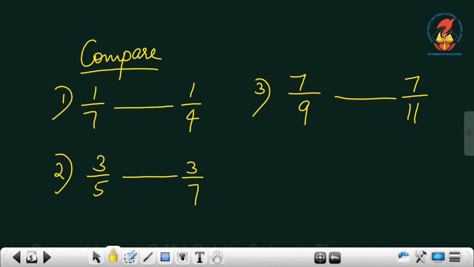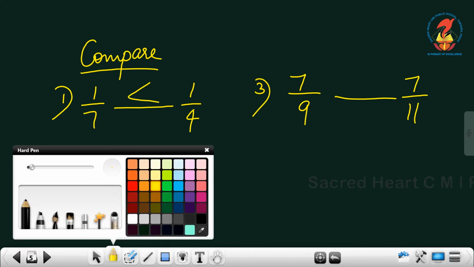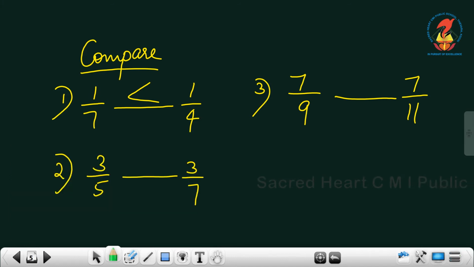Compare 1 by 7 and 1 by 4. Look at the first question. The numerators are the same and the denominators are different, so always the fraction with the smaller denominator is the greatest fraction. 7 or 4, which one is smaller here? 4 is smaller. So what can you say here? 1 by 7 is less than 1 by 4. I hope it's clear now.